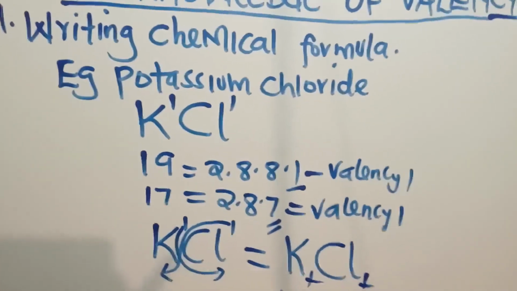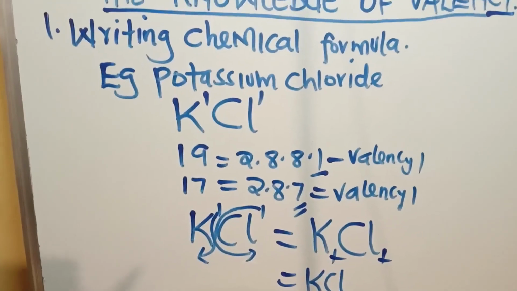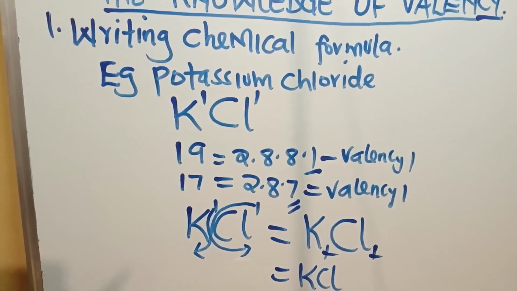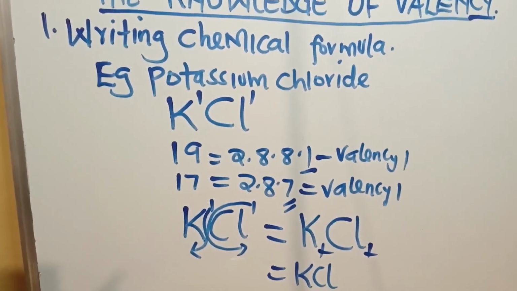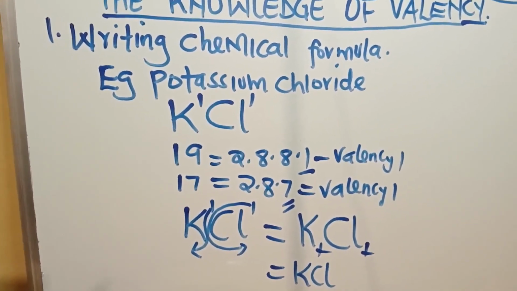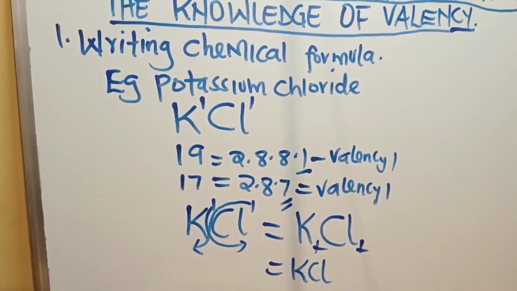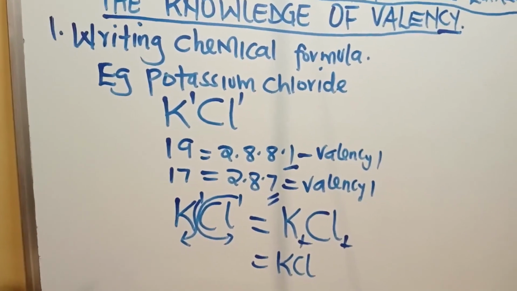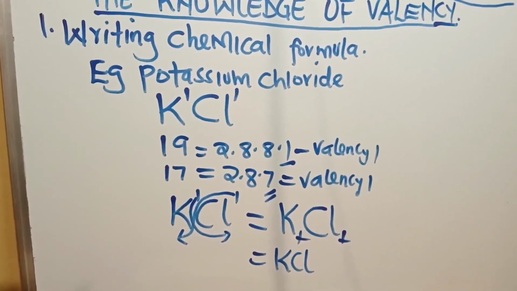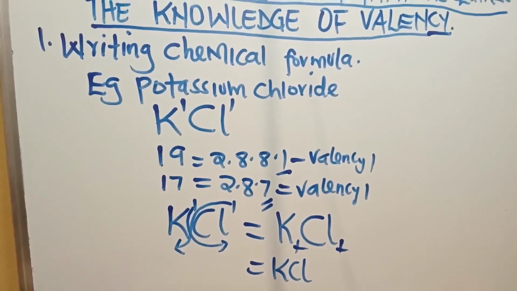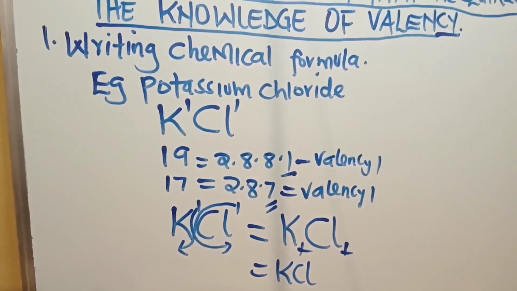So the knowledge of valency is very, very important, because when you're writing chemical formulas, you must know the valency of different elements, so that you can end up with a very correct chemical formula of different compounds, and even gases, and any other type of substance that you might need to use when you're writing chemical formulas.